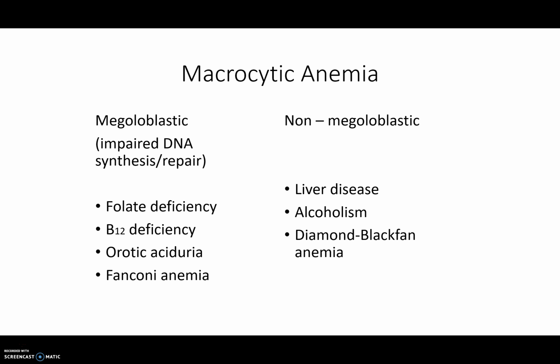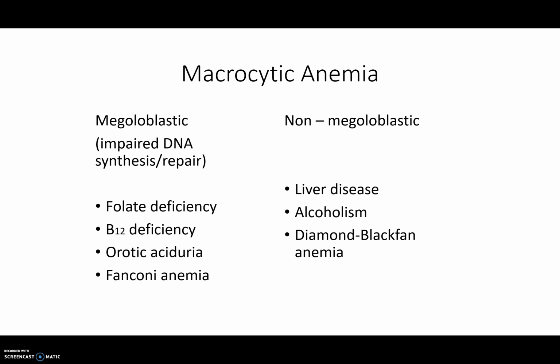For macrocytic anemias, remember this is above 100 on your MCV. A lot of people will put macrocytic and megaloblastic as the same. But remember that there are non-megaloblastic macrocytic anemias, liver disease and alcoholism being the two most common.